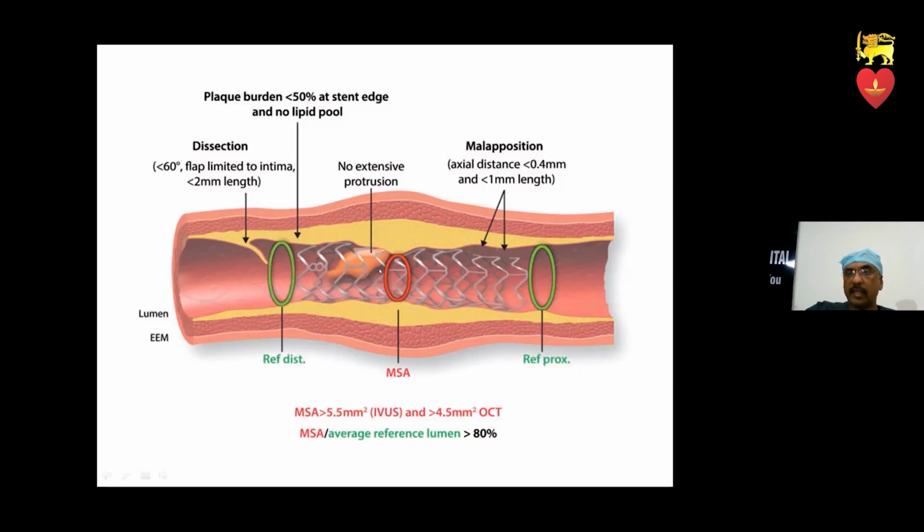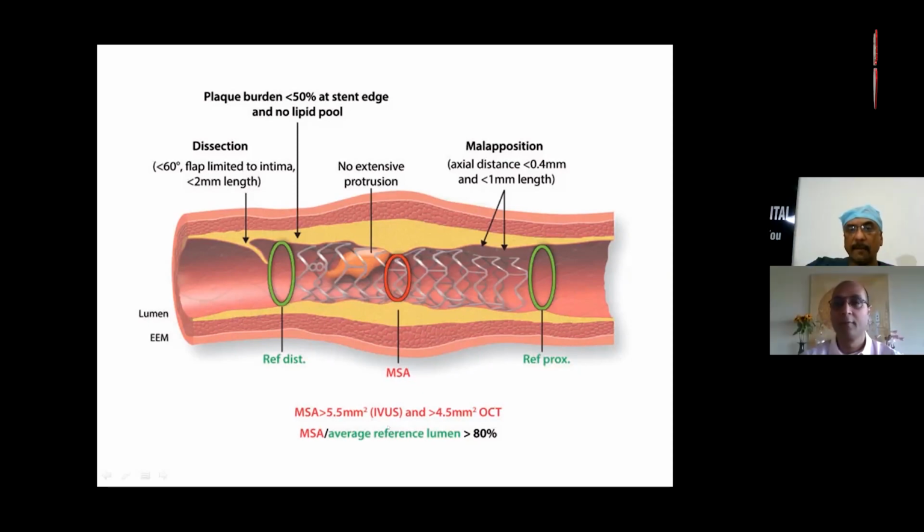This is the minimal stent area. If the minimal stent area, say in a non-left main, is more than 4.5 millimeters, and it is more than 80% of the average reference luminal diameter between the proximal and distal, then we probably leave it alone. Anything less, we need to go in and post-dilate to see that the long-term outcome is very good.